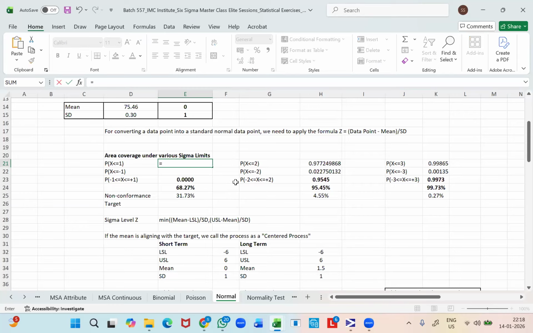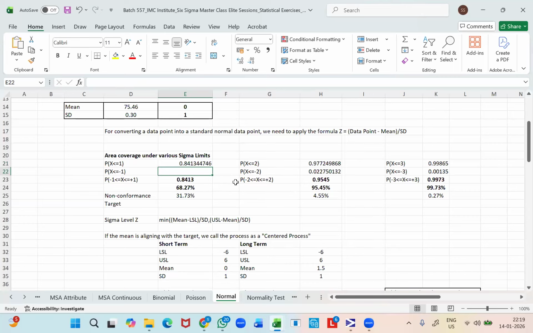For binomial distribution, the Excel formula was =BINOM.DIST. For Poisson distribution, it was =POISSON.DIST. For normal distribution, it will be =NORM.DIST, and then open bracket. x will be the x reference value, which will be +1, comma. We are assuming this to be a standard normal distribution, so mean will be 0 and standard deviation will be 1. And cumulative for this continuous data probability distribution will always be true, because you will be dealing mostly with less than or equal to scenarios. So cumulative will be true.